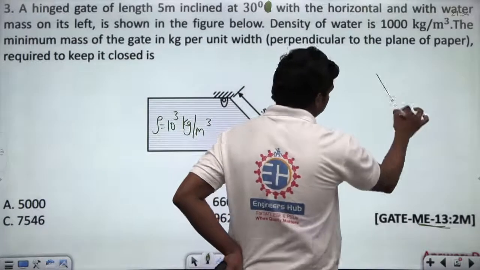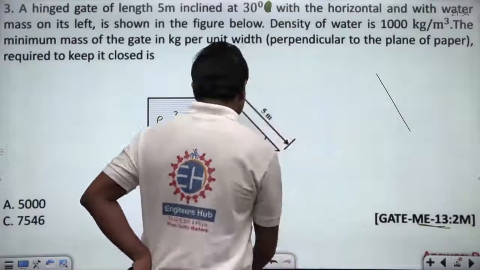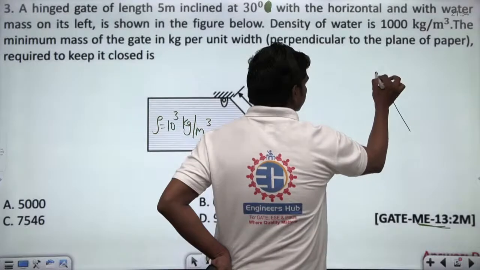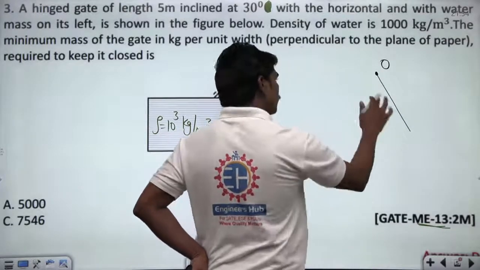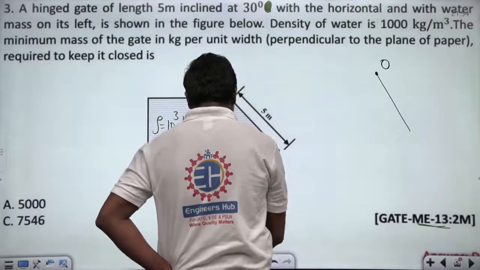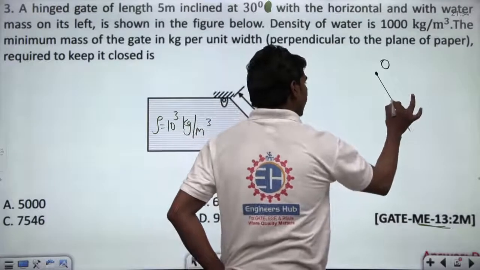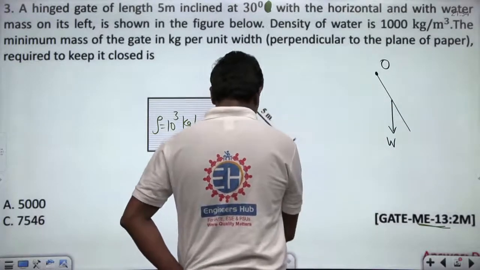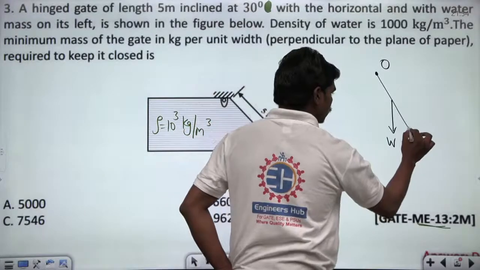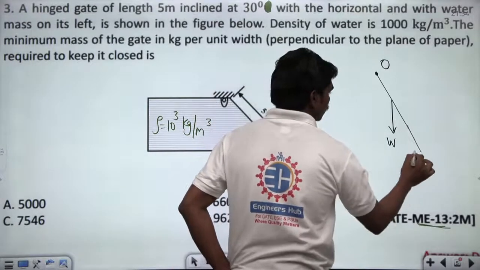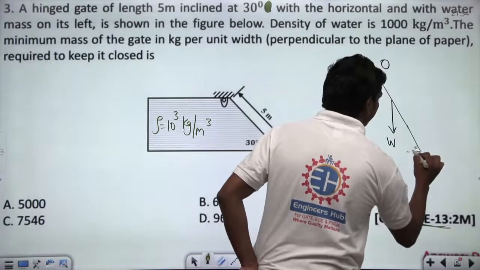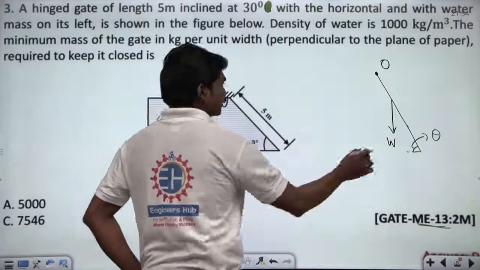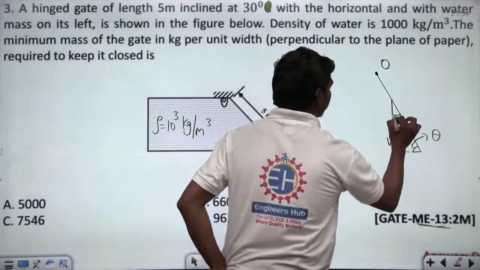Let us suppose this is the gate of length 5 meters. Now see carefully. If this is your hinge, if this gate has to be in equilibrium, definitely this weight of the gate acts here, W. Okay, and let me extend this column a bit. Okay, so let us suppose this angle is theta. If this angle is theta, okay. Now if this is theta, then definitely this will be 90 minus theta, correct?